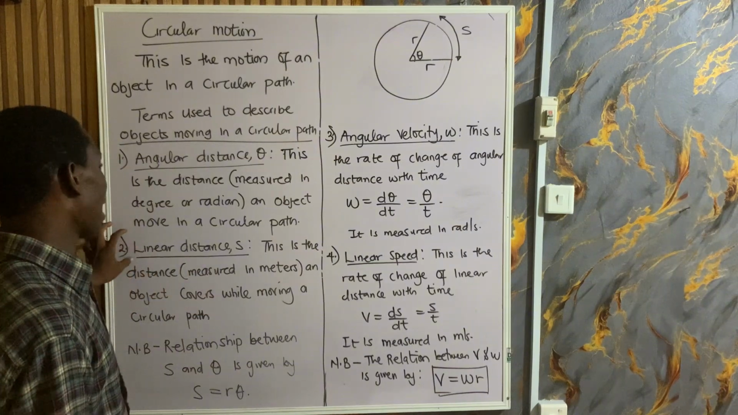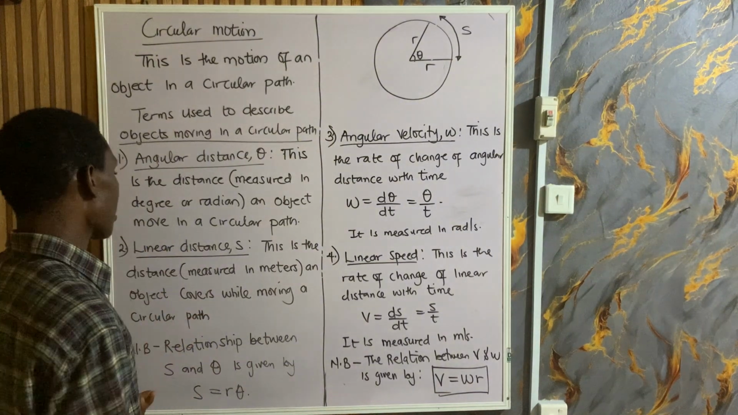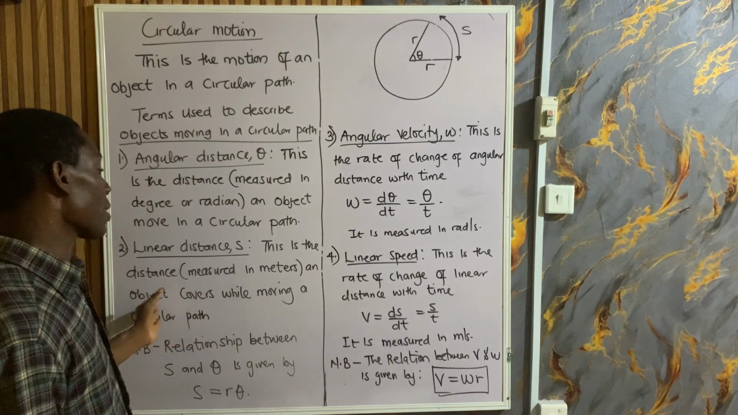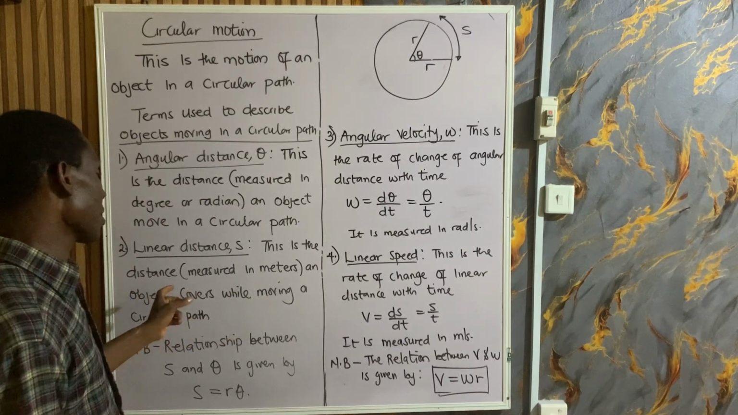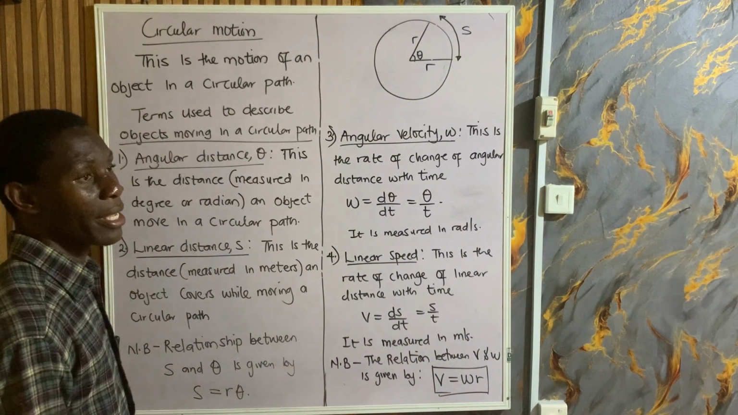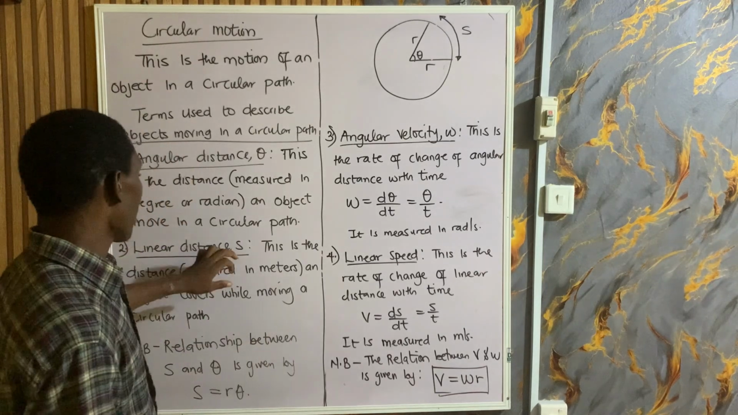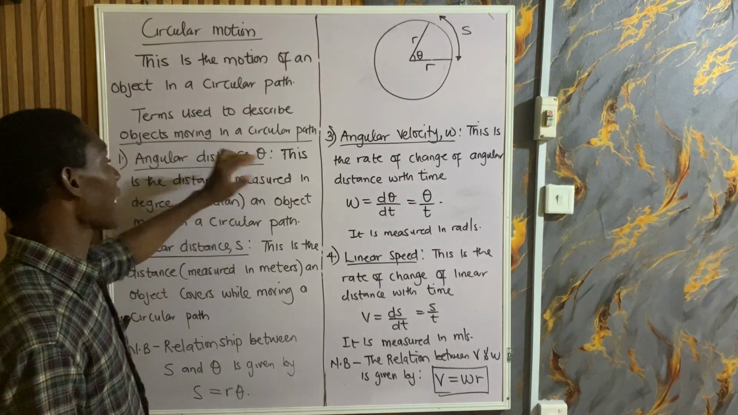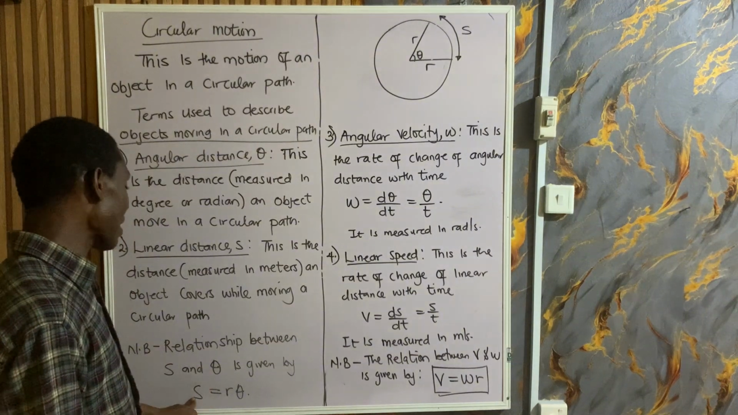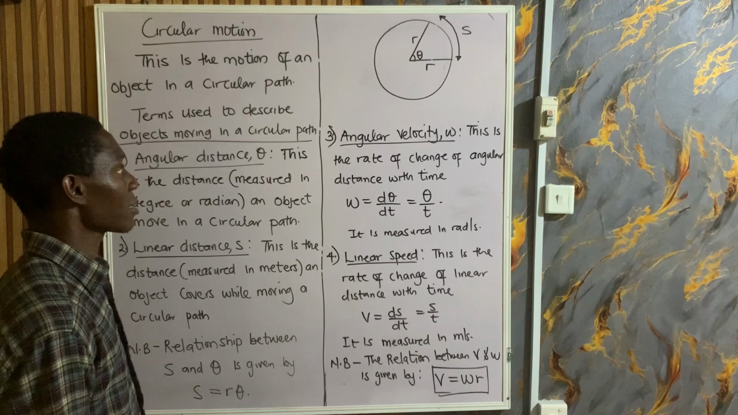Again, we have another type of distance, which is linear distance. This is the distance an object covers while moving in a circular path. It is measured in meters, represented with S. Take note that linear distance and angular distance are related, and that relationship is given as linear distance is equal to radius times angular distance.